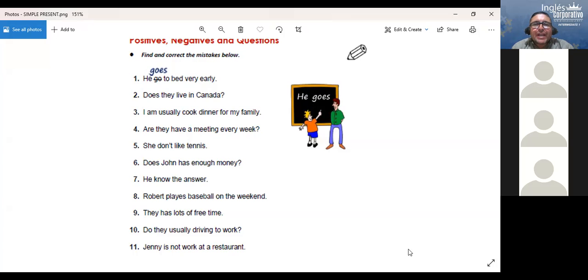Okay, which tense are we practicing? Are we practicing simple present or present continuous? Simple present. Exactly, so the correct form is Jenny does not work at a restaurant. Now you can say Jenny is not working at a restaurant. It's a good sentence, but it's not simple present. It's present continuous. Okay, anybody else? Any other questions or comments?